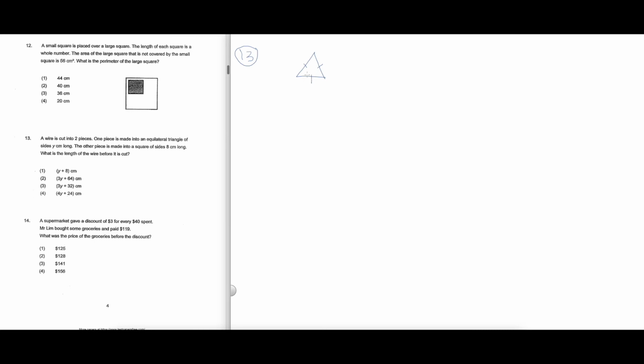So, equilateral triangle means my sides are the same. So, if one is y cm, everything will be y also. Okay? I'm not going to put the cm first, I'm just going to put y for now. Okay? The other piece is made into a square of sides 8 cm long. I'm just going to draw a square. Not drawn to scale. So, squares, they also have the same side. So, it will also be 8, 8, 8, 8, okay?